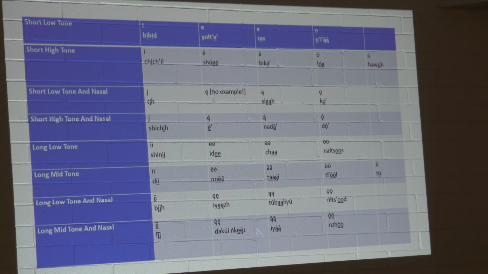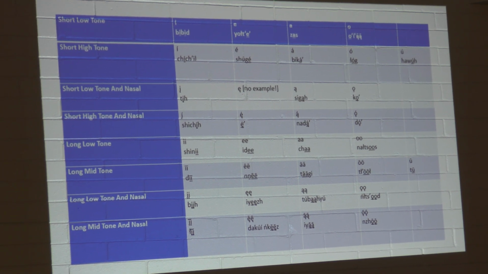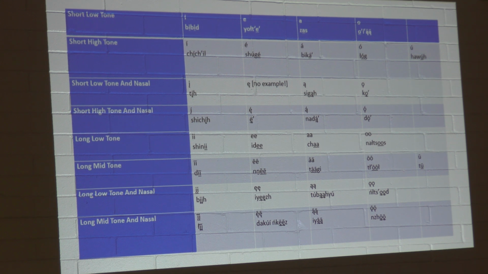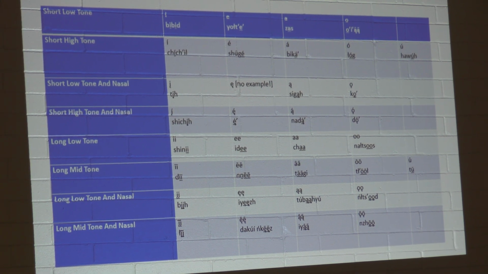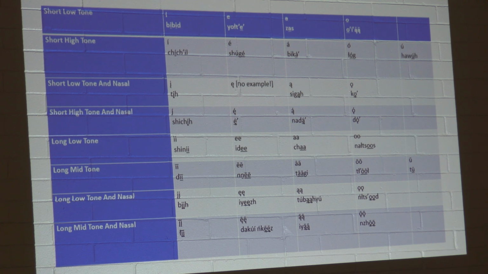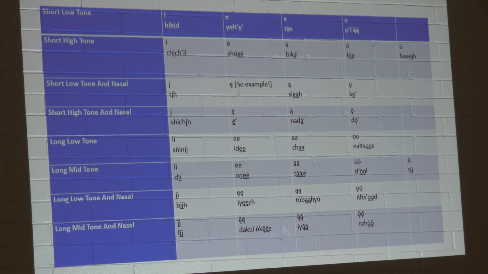Chichil, you all know the word chichil, if you have read about oak nuts. So chichil means oak. Sugar means sugar. Bika means on top of it. Flok is a fish, and hawu is a dove. Okay, ti is ice. I can't find an example for a short an. Sika, it's dry. Kon, it's fire.